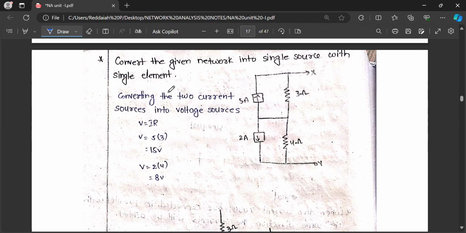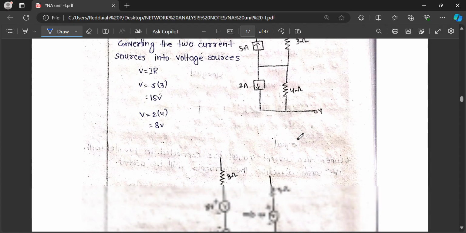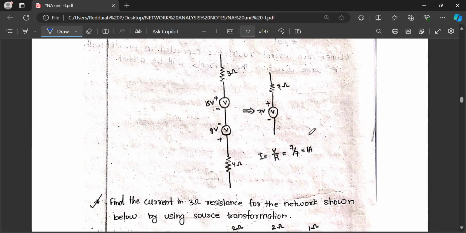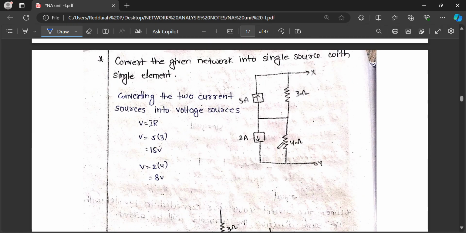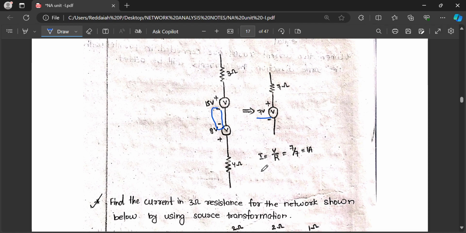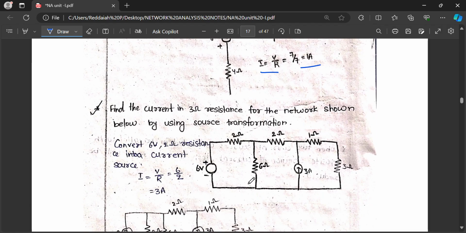Convert the given network into a single voltage source with a single element. The given network has 5 amps and 2 amps, both in opposite directions, 3 ohm, 4 ohm. Now we can convert these two into a voltage source, 2 amps and 4 ohm, by using Ohm's law: I into R is 8 volts, and 15 volts. The signs are different, equal signs are there. When equal signs are there, we have to take the difference. The subtraction is 15 minus 8, 7 volts. After that, I equal to V by R, 1 amp will be.